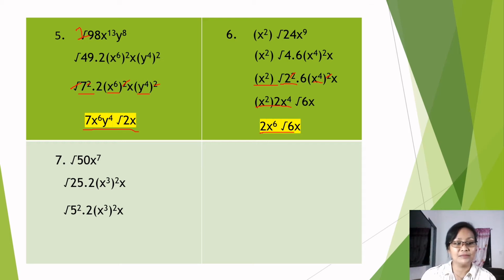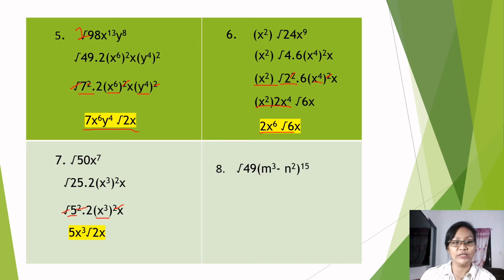Then cancel out the perfect roots. So we have 2, 2. Therefore, we have the perfect square 5x cubed. And then the non-perfect square, we have 2 and x. Therefore, we have 5x cubed square root of 2x.